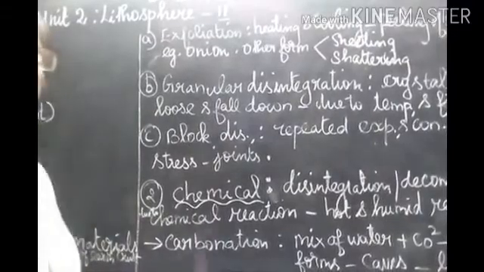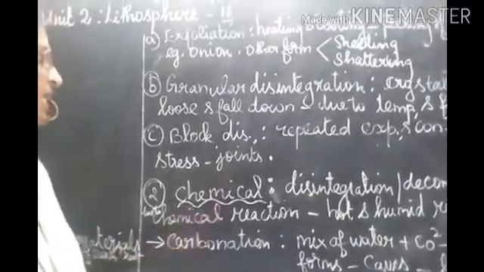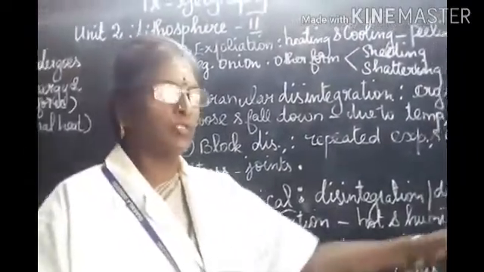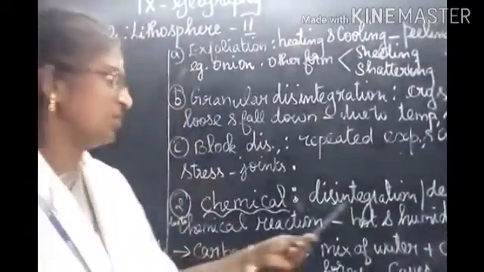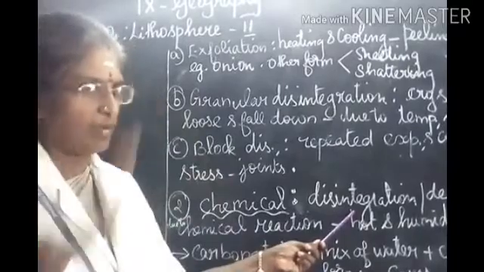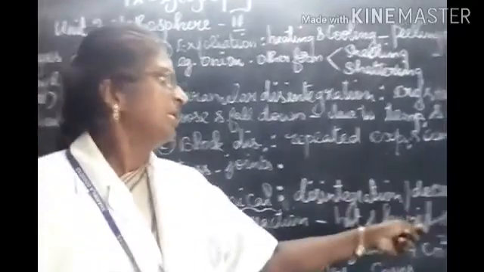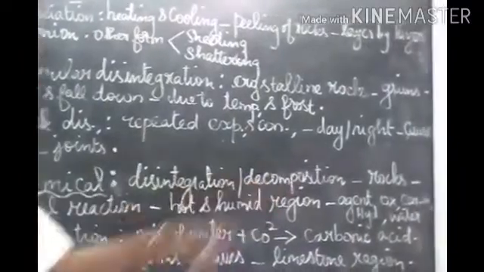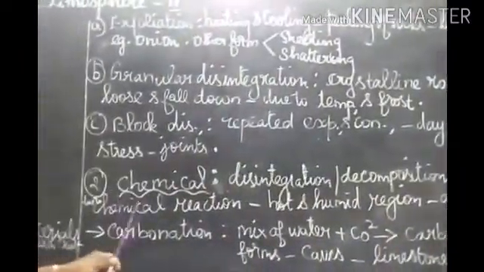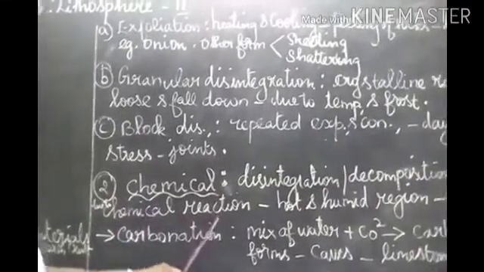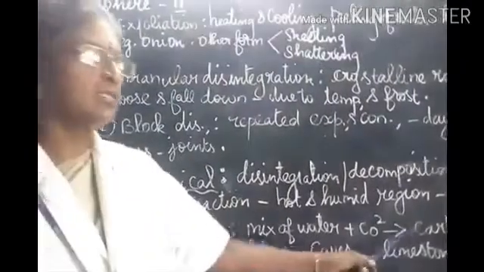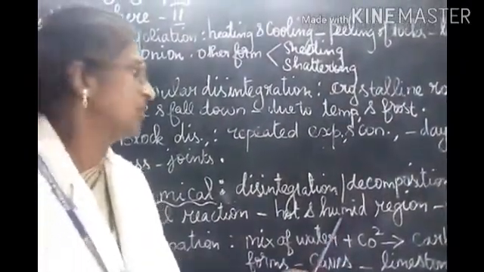The second type of weathering is chemical weathering. So what is chemical weathering? It is the disintegration and decomposition of rock. Already I have said what disintegration is, changed from one form into another form. Decomposition means decayed. So the disintegration and decomposition of rocks happens why? Because of a chemical reaction. This can be found especially in hot and humid regions.